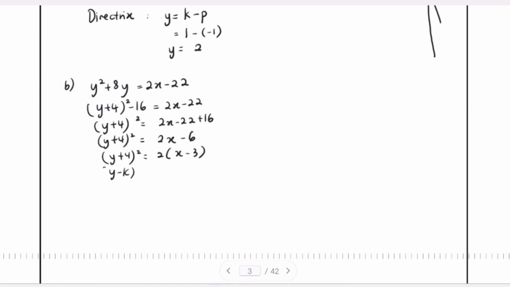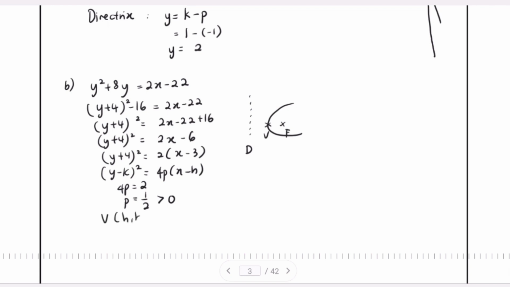Make sure the coefficient of x is 1, so factorize 2 to get 2 times (x minus 3). So by comparing with (y minus k) squared equals 4p (x minus h), basically you get 4p equals 2, so p equals 1 over 2. And that is greater than 0. So you know the shape will be open right, like this. And this will be the directrix. This is the rough idea. Okay, so our v, which is (h, k), will be (3, negative 4).